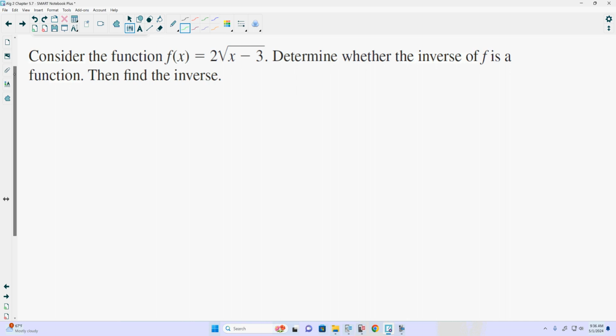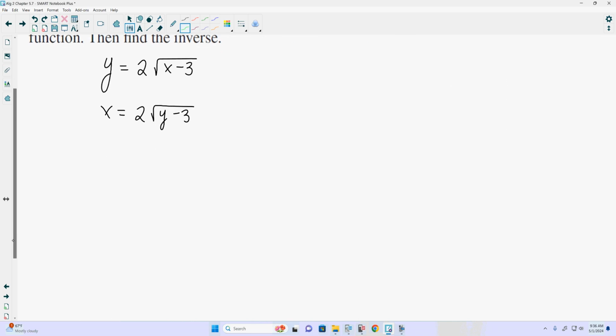Consider the function f of x equals 2 square root of x minus 3. Well, we rewrite f of x as y. Y equals 2 times the square root of x minus 3. Second step is to switch our x and y. X equals 2 square root of y minus 3. Now we need to get y by itself.